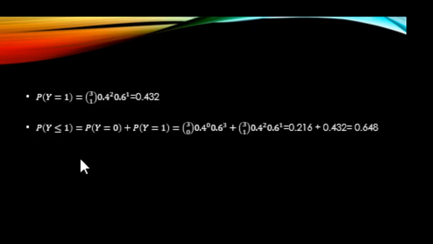The third part is the probability that y is less than or equal to 1. So 0 fish could have contamination, or just 1 fish. We have to figure out both probabilities and then add them up. So this is 3 choose 0, 0.4 raised to 0, 0.6 cubed, and for 1 we've already seen it: 3 choose 1, 0.4 times 0.6 squared. This gives us 0.216, this gives us 0.432, and the total is 0.648.